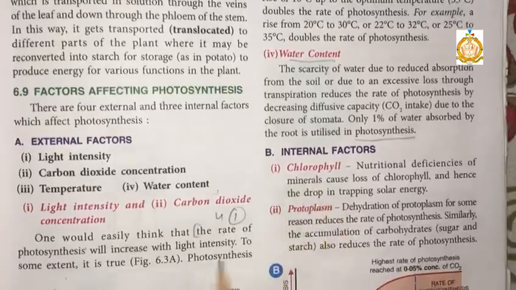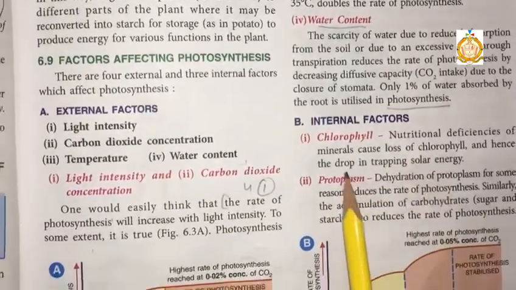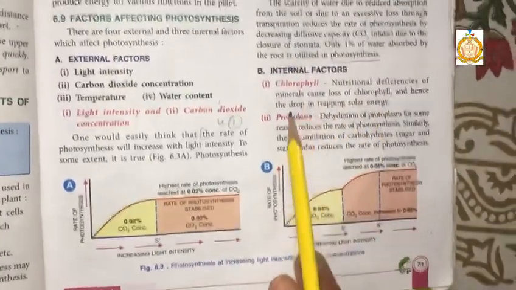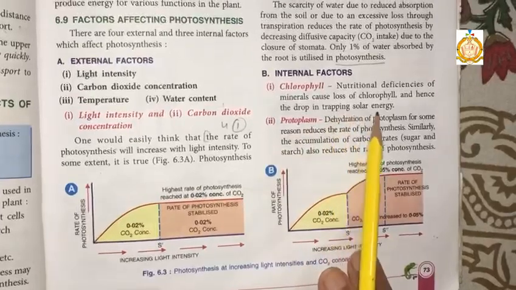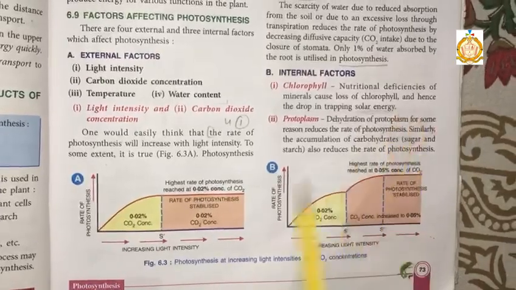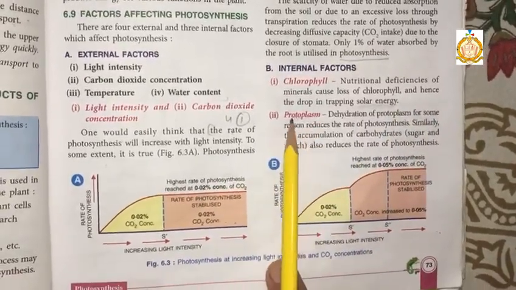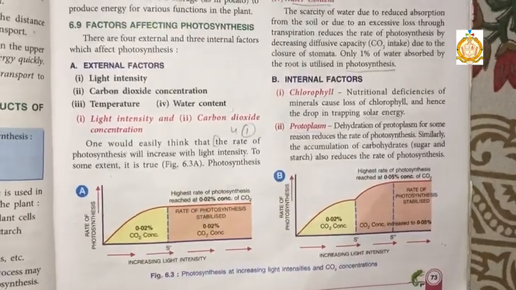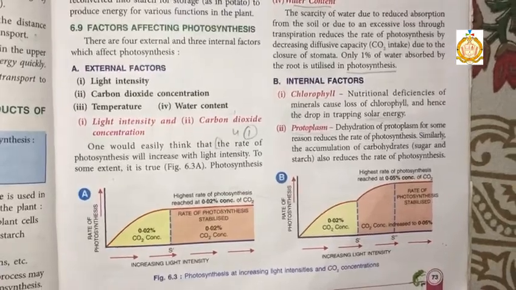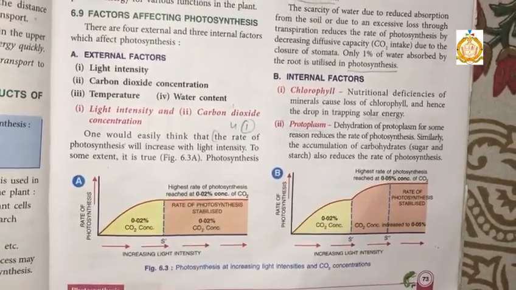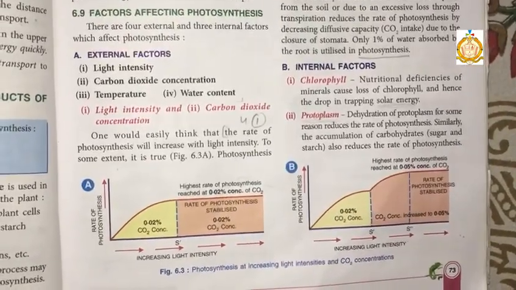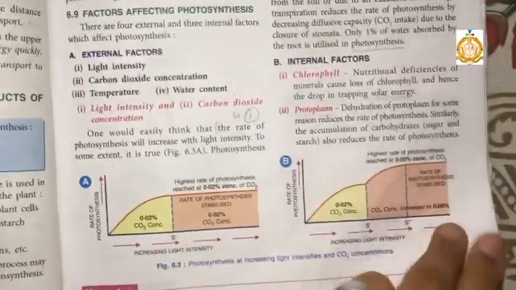Internal factors. Now chlorophyll. Nutritional deficiencies of minerals cause the loss of chlorophyll, and hence a drop in trapping solar light, and if the solar light is not trapped by the leaves, the photosynthesis process will not take place. Protoplasm is known as the living matter of the cell, and photosynthesis is also reduced if there is dehydration of the protoplasm, which can happen for several reasons.